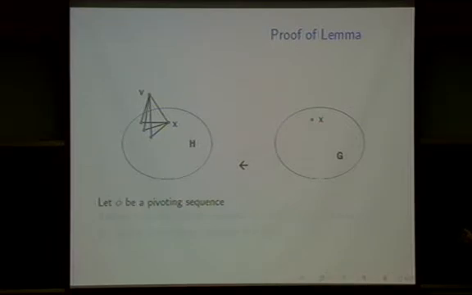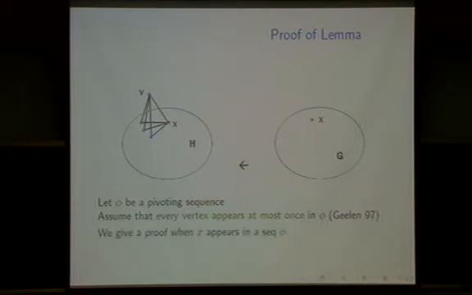Then let pi be the pivoting sequence that makes G prime from G to H, and we can assume that every vertex appears at most once in pi by the lemma. We give a proof when X appears in the sequence pi. X can appear in pi or not, but we can choose that X appears in pi. So there is some Y such that XY is in the pivoting sequence, and if we pivot that edge, then the resulting graph is this.